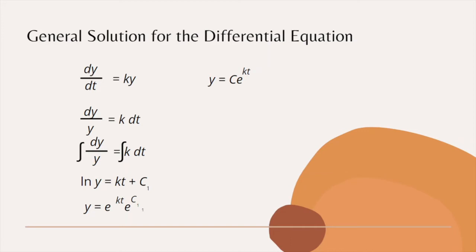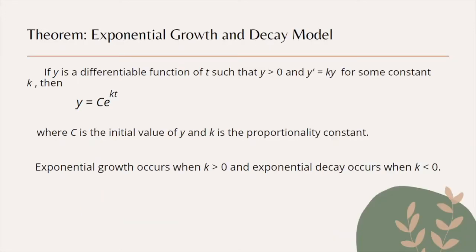It results in y is equal to e raised to kt plus c. But you can also say that y is equal to e raised to kt times e raised to c. Since e raised to c is a constant, we can just write c. This culminates in the formula y is equal to c e raised to kt. Take note, exponential growth occurs when k is greater than 0 and exponential decay happens when k is less than 0.